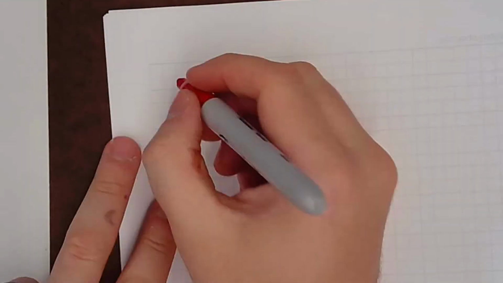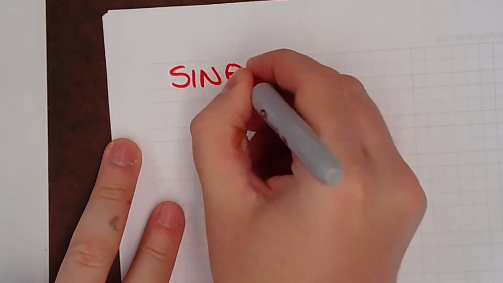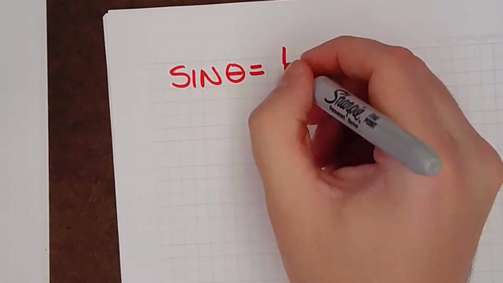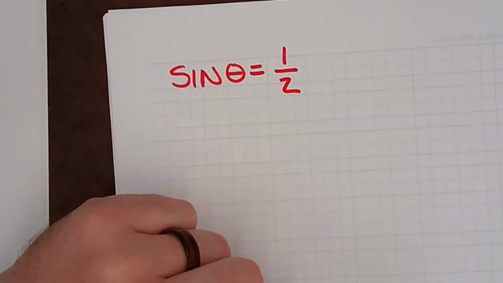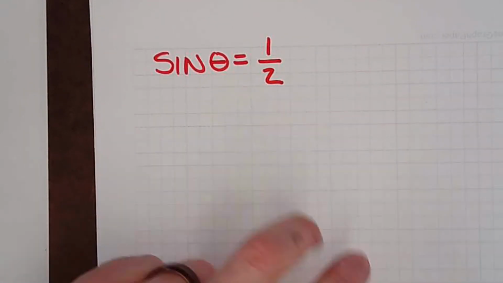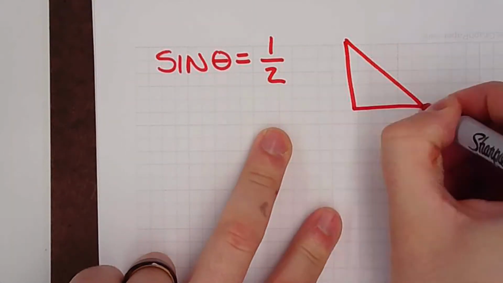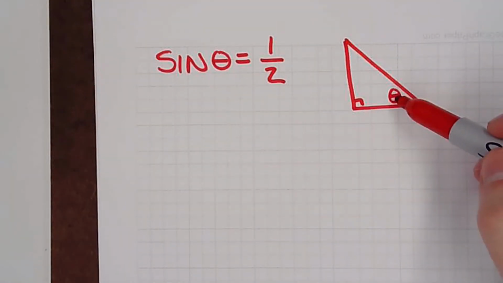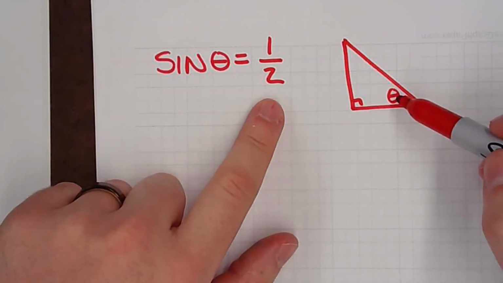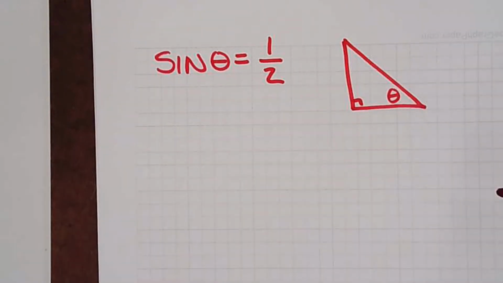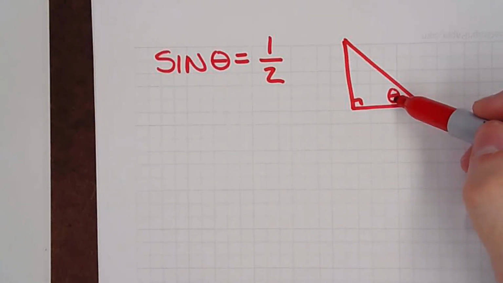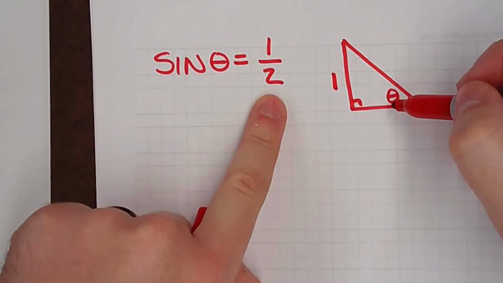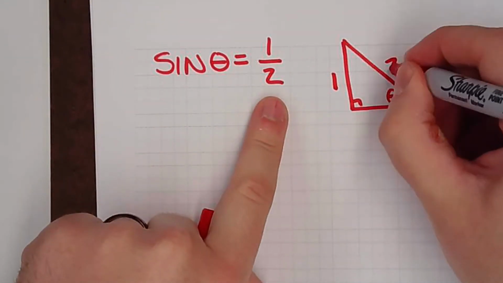So what if I told you that the sine of theta is 1 over 2? What that means is we have a right triangle with a theta. And if the sine of theta is 1 over 2, where do I put the 1 and the 2? The opposite is this one here, so that's 1. And then where does the 2 go? 2 goes right here. It goes in the hypotenuse. Very good. So we have 1 and 2.